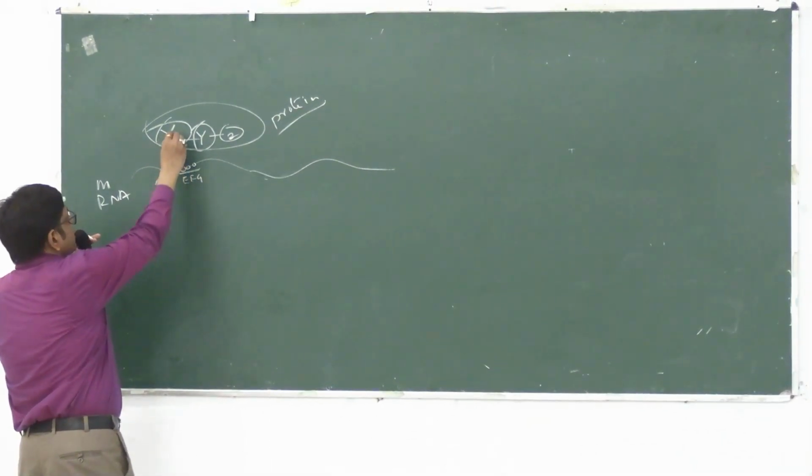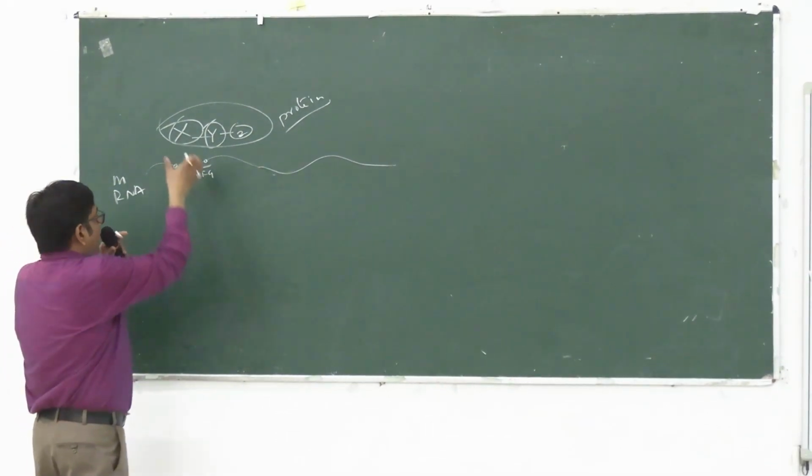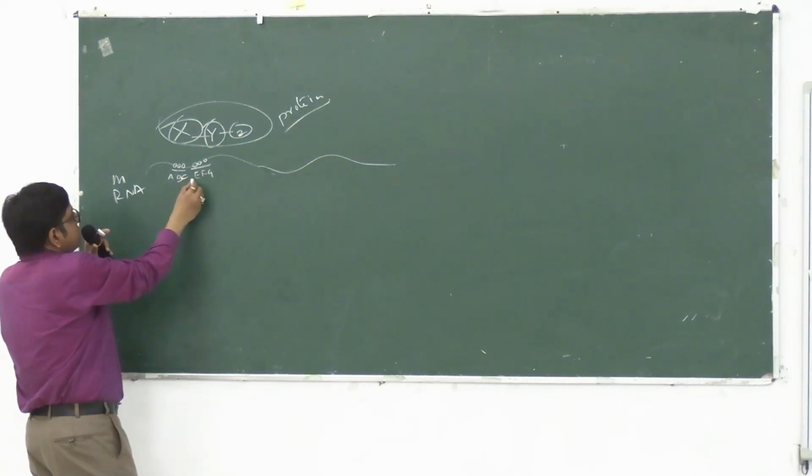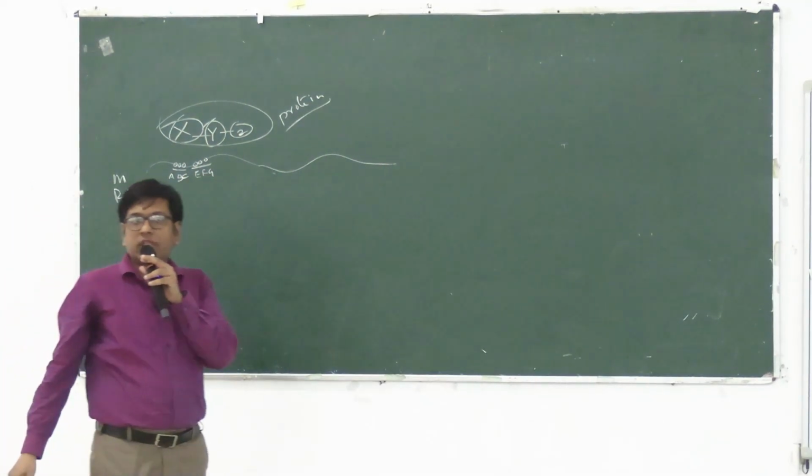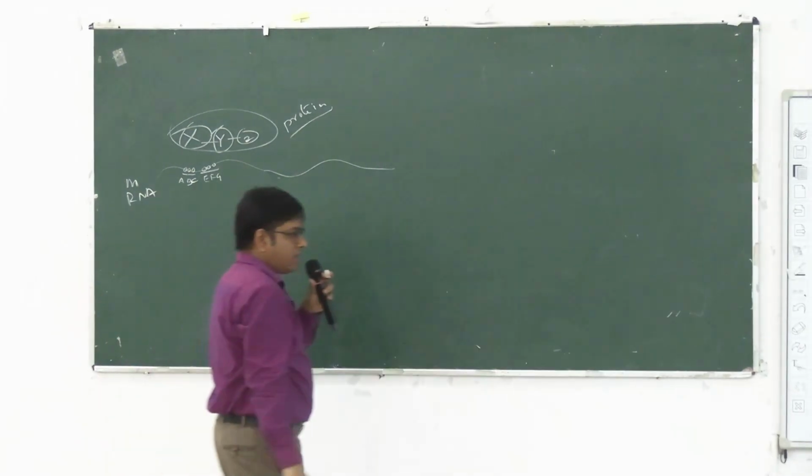These nucleotides which determine the amino acid that will come and form one after another, these nucleotides are called codons. Codons on mRNA. এইবারে কি হয়?